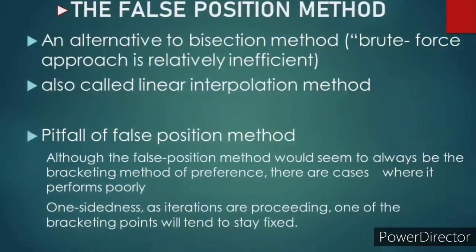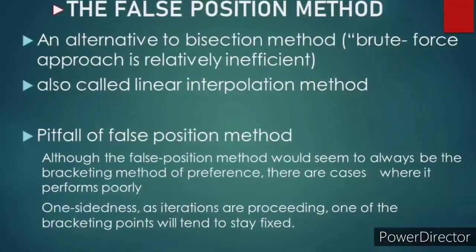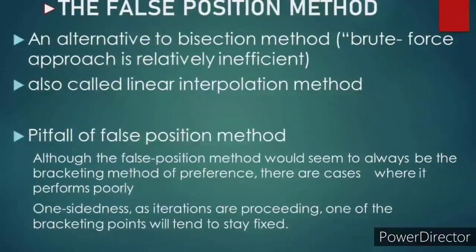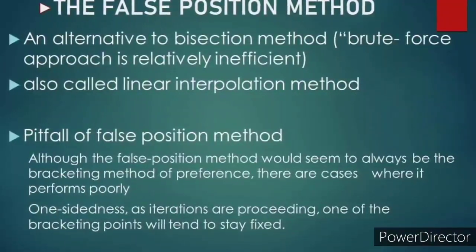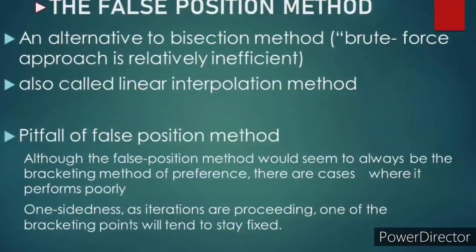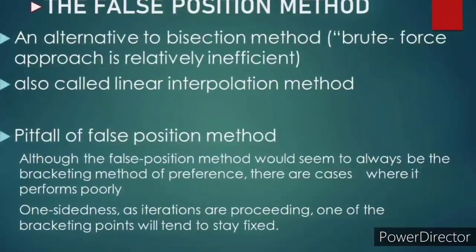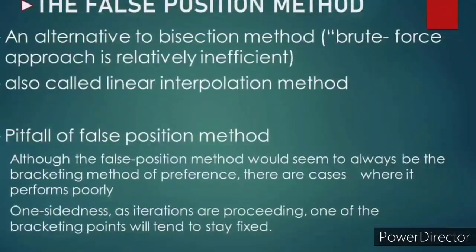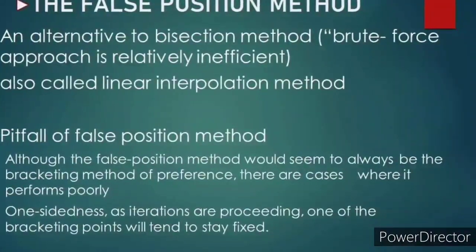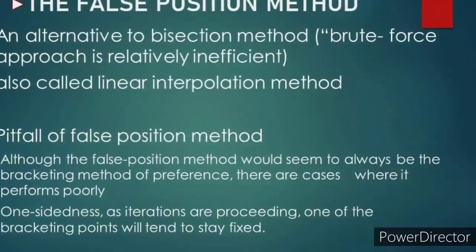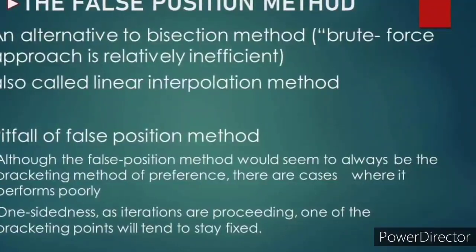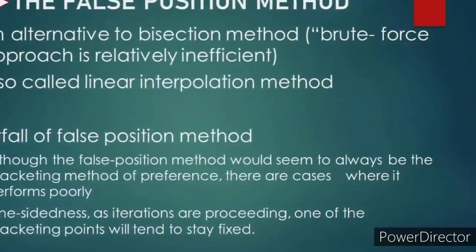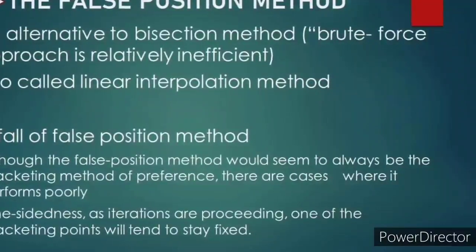The false position method is an alternative to the bisection method, a brute force approach that is relatively inefficient. It is also called the linear interpolation method. Pitfalls of the false position method: although it would seem to always be the bracketing method of preference, there are cases where it performs poorly.